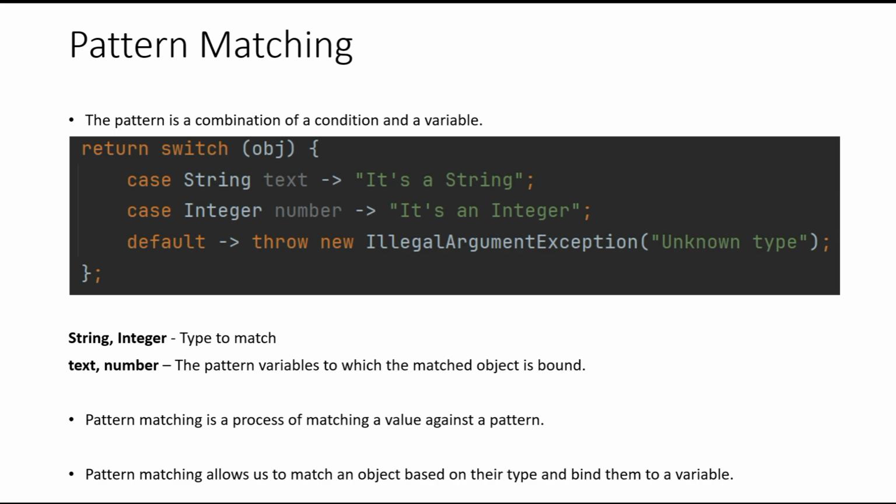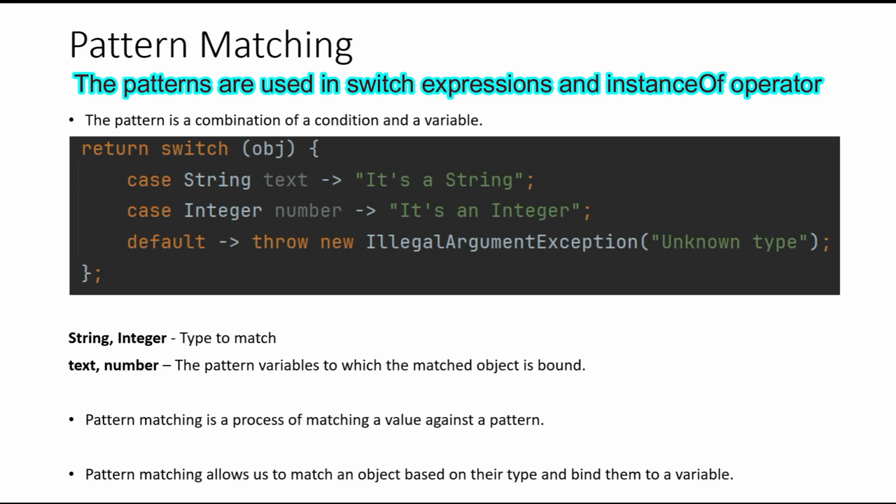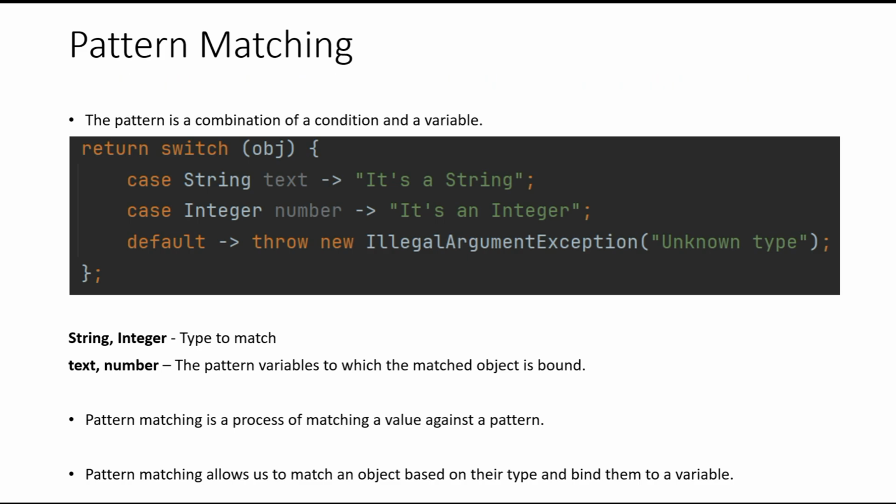Before understanding the unnamed patterns, let us first understand what is pattern matching. The pattern is basically a combination of a condition and a pattern variable. The pattern variables are used in the switch expressions and instanceof operators. In this code snippet, you can see that we are using a switch expression to determine the type of the object.